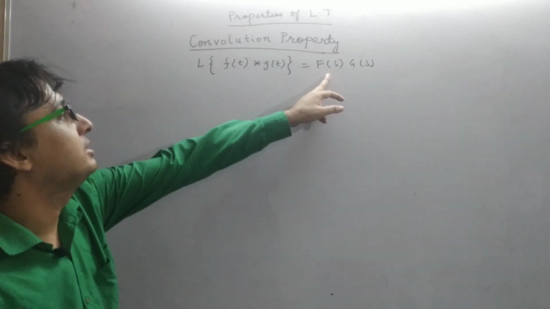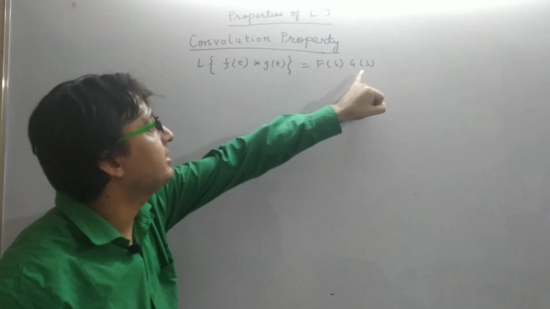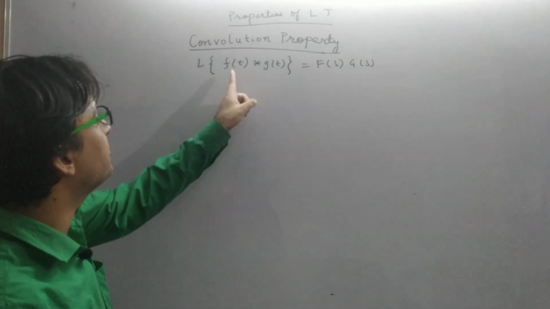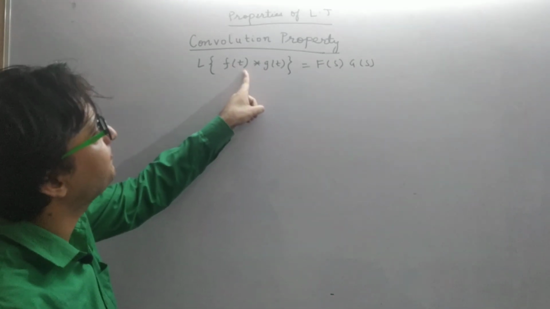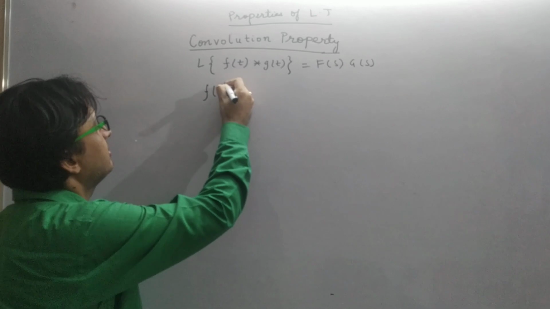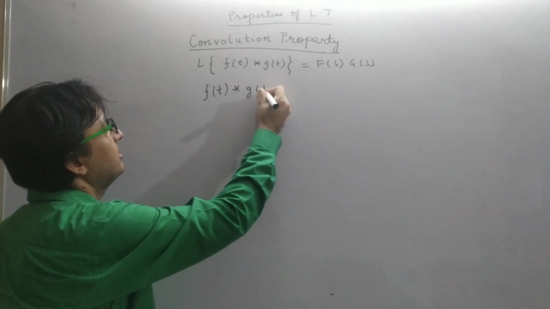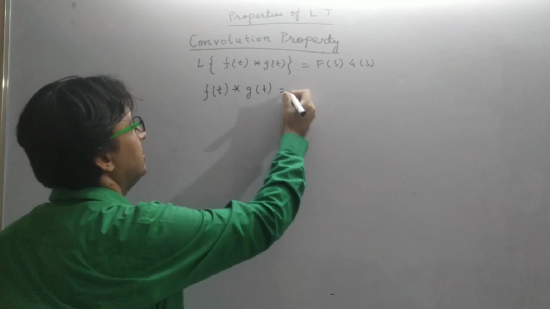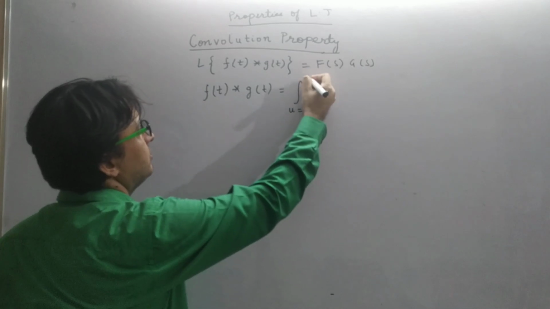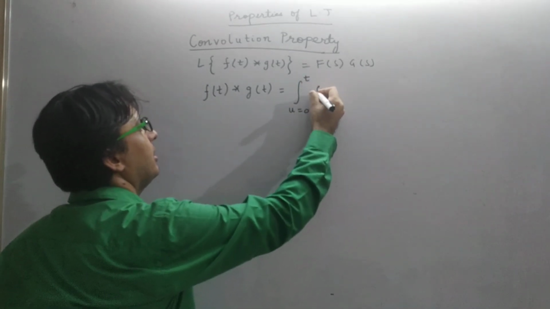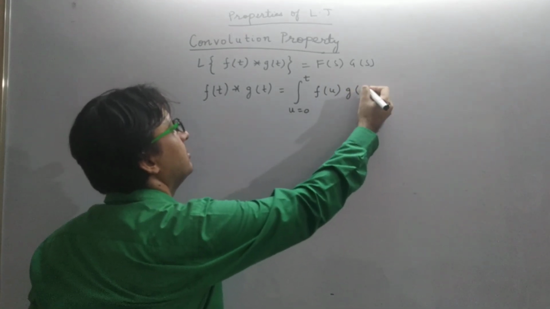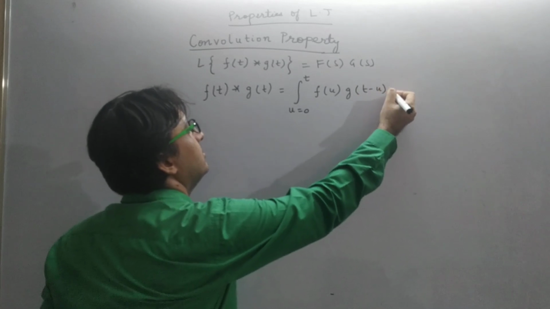F(s) is the Laplace transform of f(t) and G(s) is the Laplace transform of g(t). These are the standard representations. Now we have to define what actually this f(t) star g(t) means. f(t) star g(t) is the integral that runs from u equal to 0 to t of f(u) g(t minus u) du.